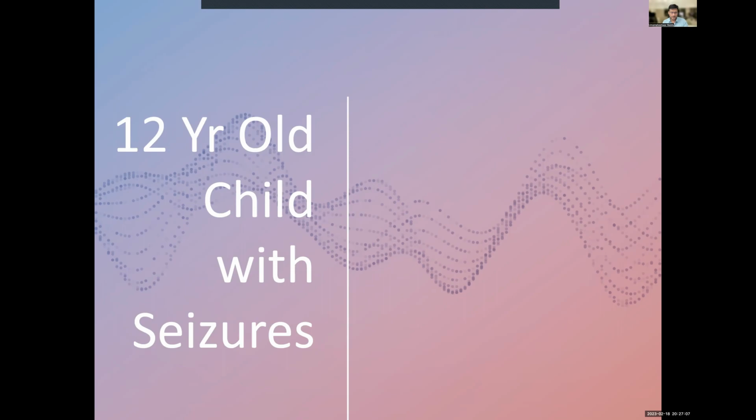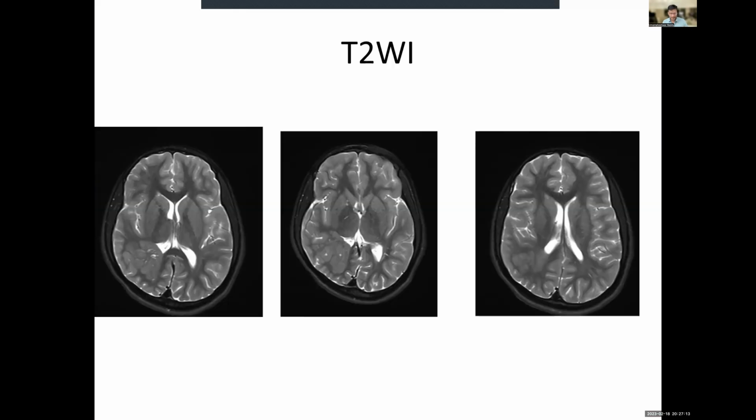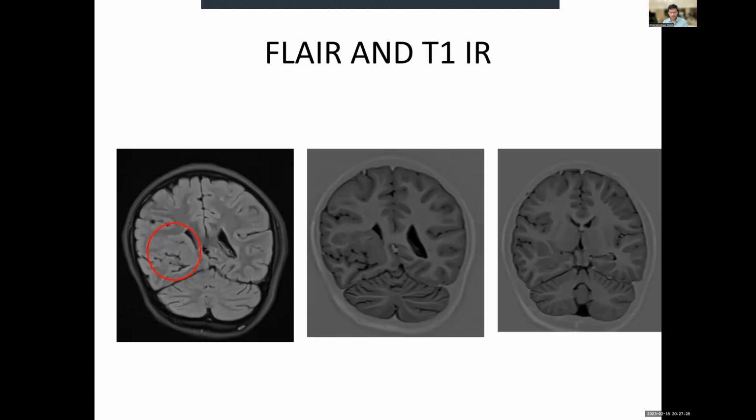This is a 12-year-old child with seizures, axial T2 weighted imaging. Please write down your findings. These are coronal FLAIR and T1 inversion recovery images. Please write down your findings.